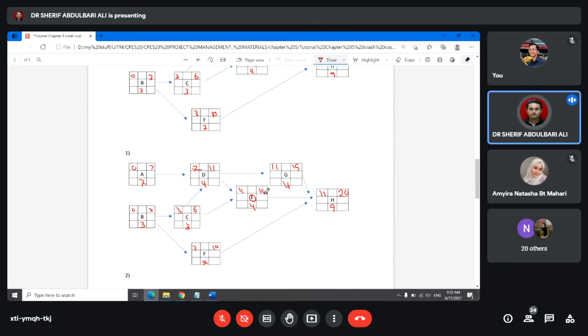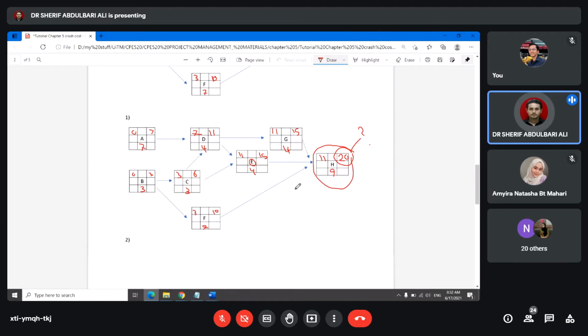But in an after way, our objective here is to have the last activity finished at 20 days. So how can we get this? What we are looking for now, we can look at activity A and activity B, or activity C, or activity D, or activity H. These are the activities that we can crash. So A, B, C, D, G, and H. Remember that I cannot crash activity E.